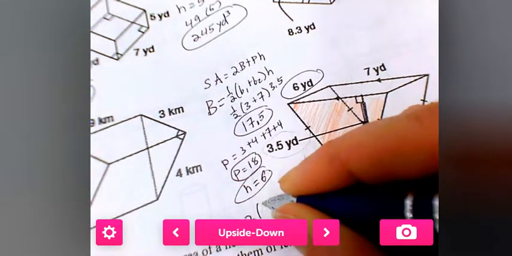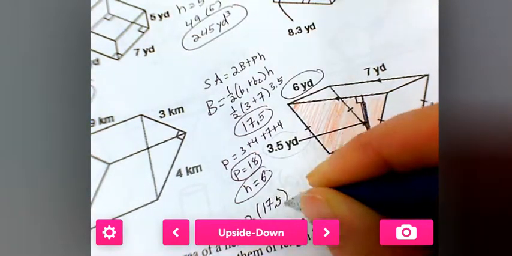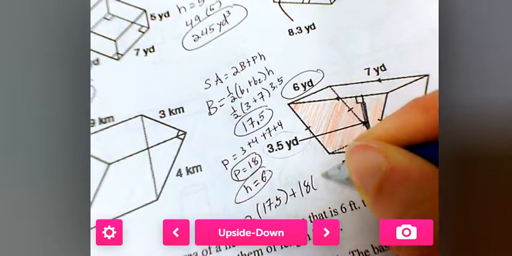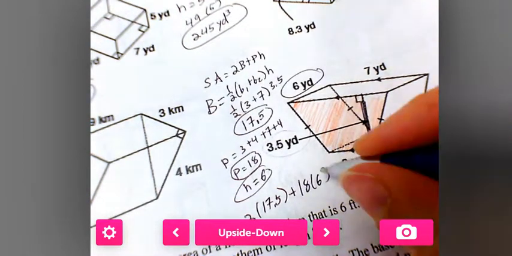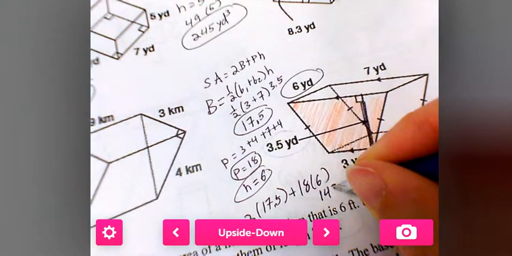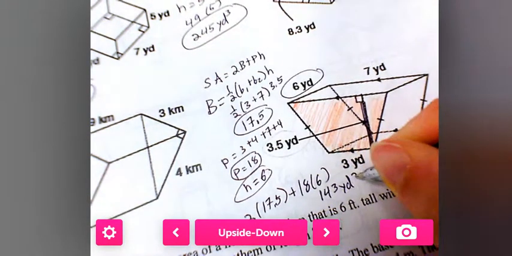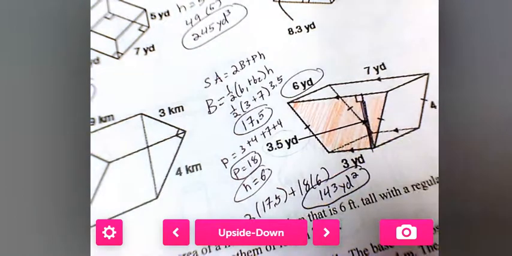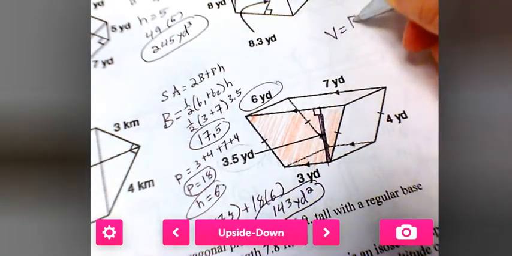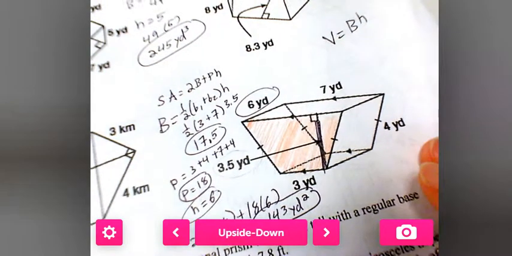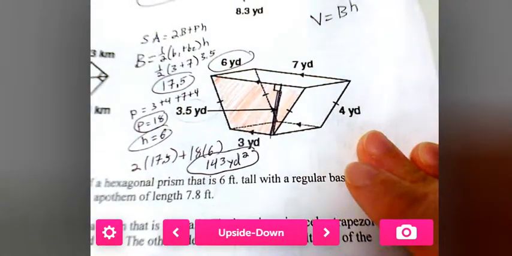2 times 17.5 plus 18 times 6. What do we get? 143 yards squared, right? All right, let's find the volume now. Volume is the area of the base times the height. Is that better? Yeah.